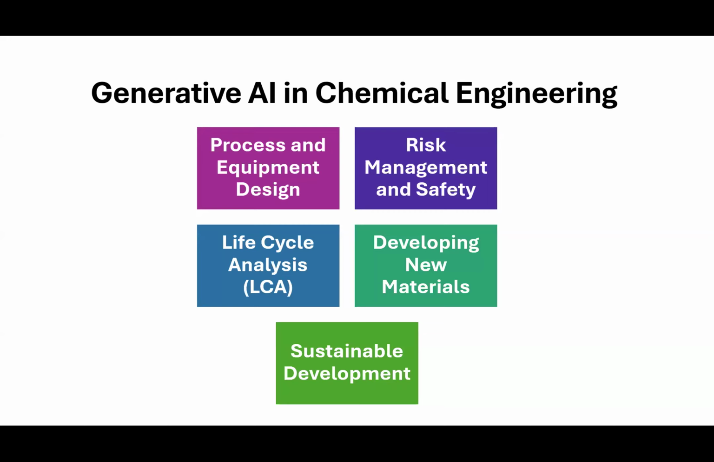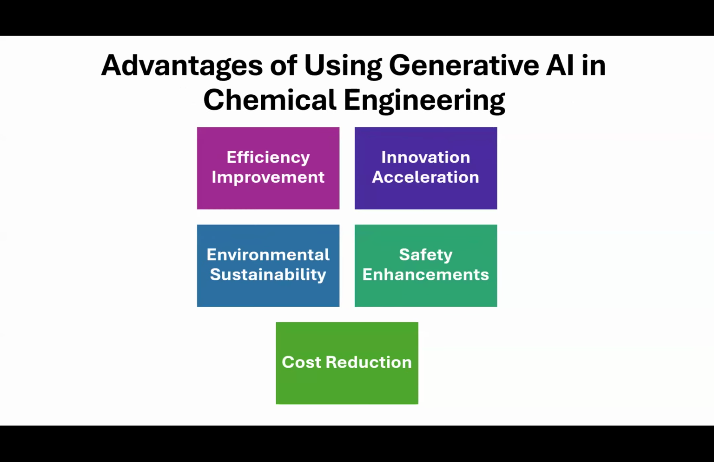Generative AI also can be used for sustainable development. So design some chemical pathways that consume fewer resources, minimize also waste and minimize emissions, and let everything sustainable. So this is the importance of using generative AI, and also the area to use generative AI in chemical engineering.